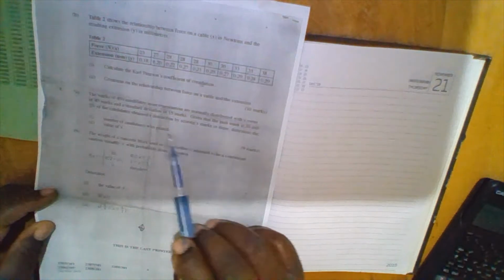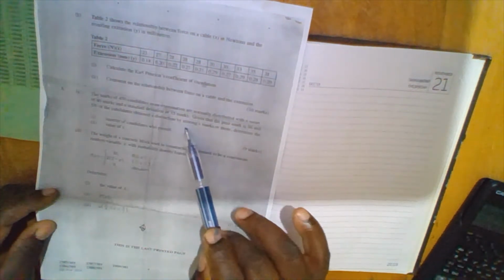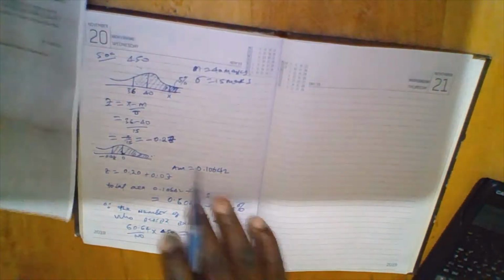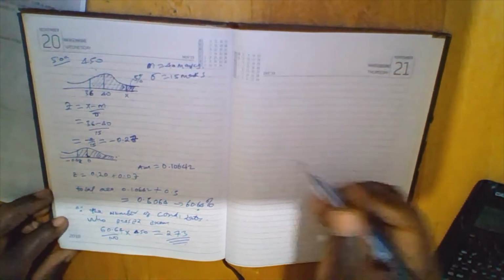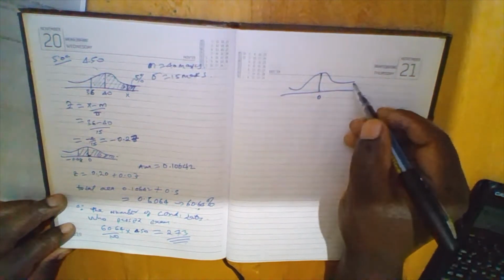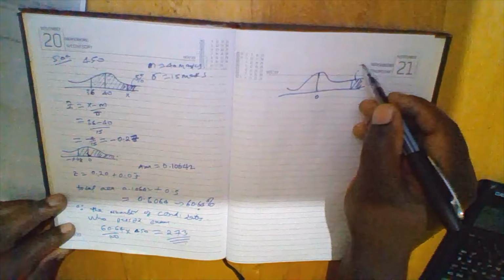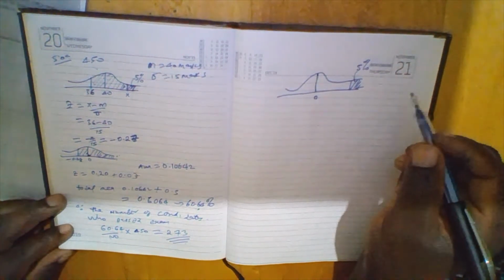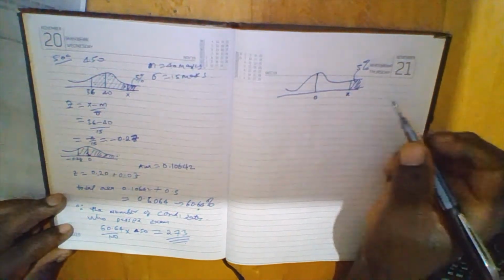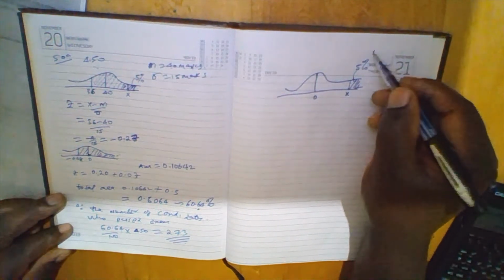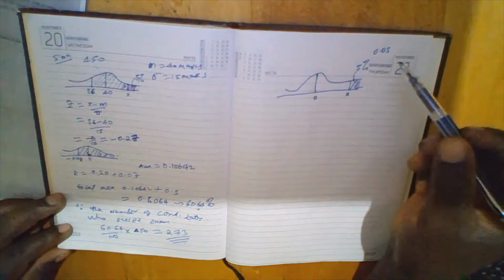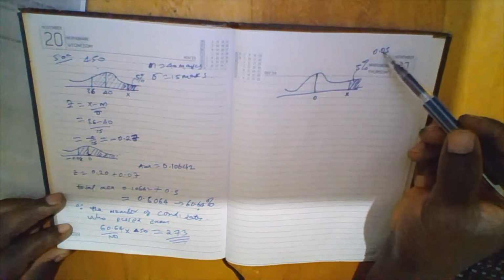Then they say that 5% of the candidates obtain a distinction by scoring X marks or more. Determine the value of X. Now we have already drawn the standard normal distribution curve. The mean is 0, and they are saying that this is 5%, those who score a distinction and above, so this is X. This area is represented by 0.05.